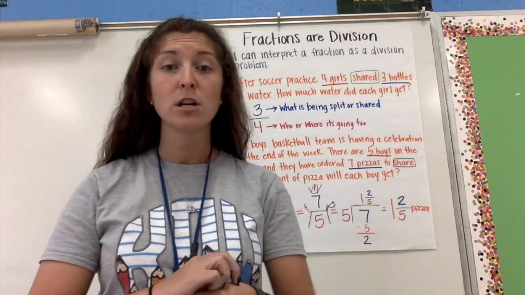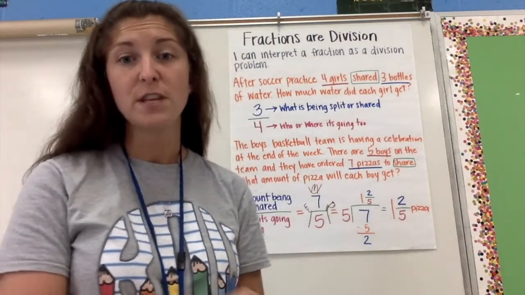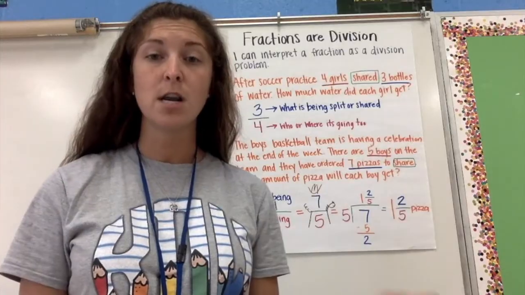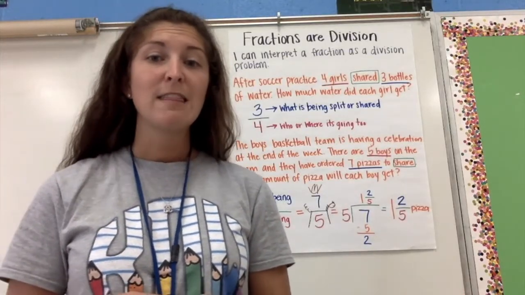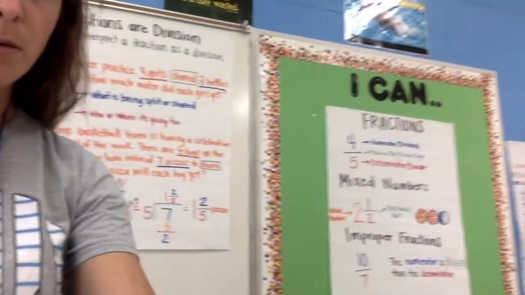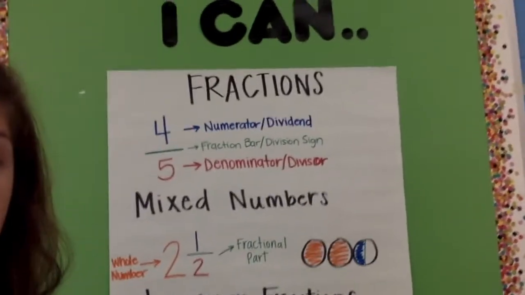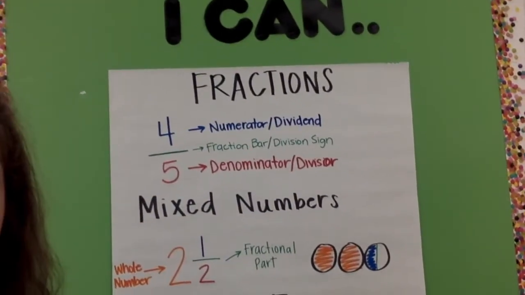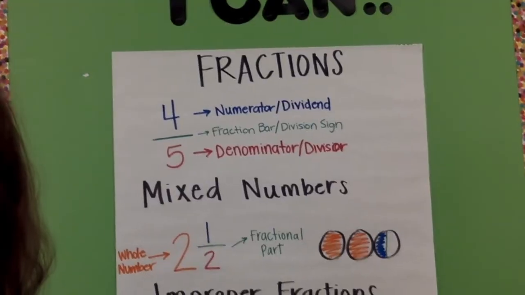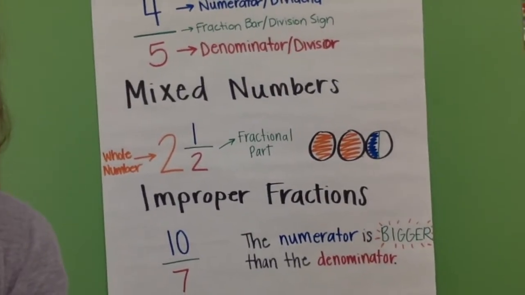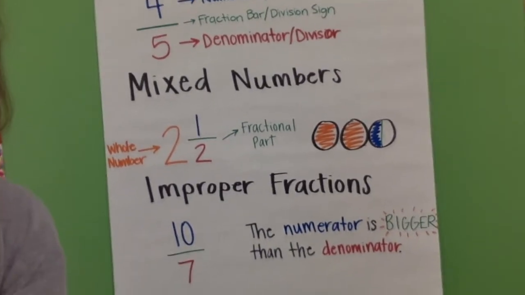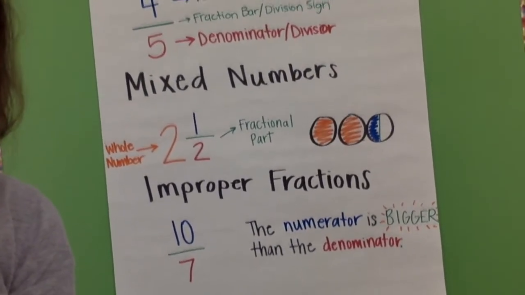So we are starting to talk about fractions as division. This week you guys have done introductory activities that go with fractions. You should know at this point that the top number of a fraction is called the numerator. The bottom number is called the denominator. You should know that a mixed number looks like that: you have your whole number, and then you have your fractional part. And then your improper fraction looks like that. Your numerator is always bigger than your denominator on those fractions.